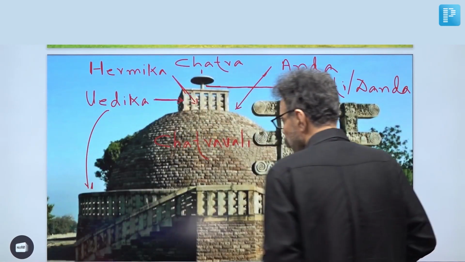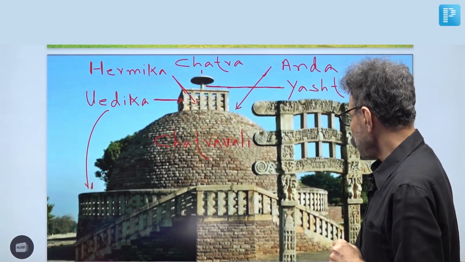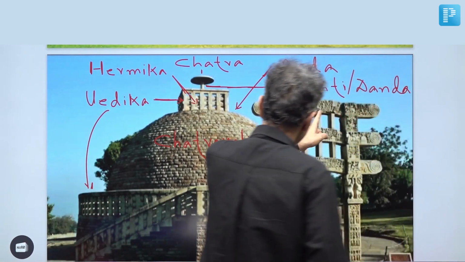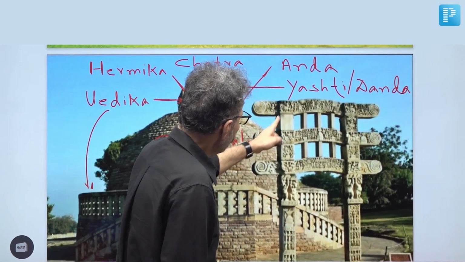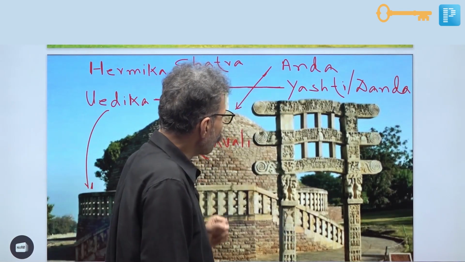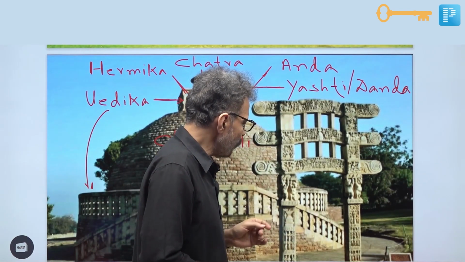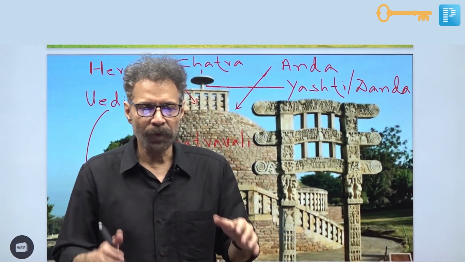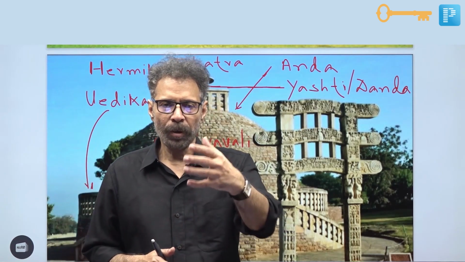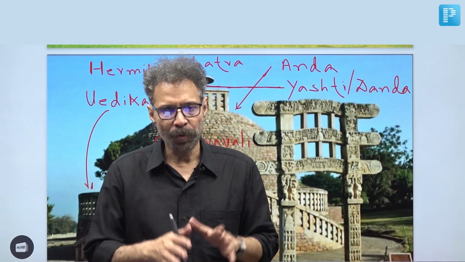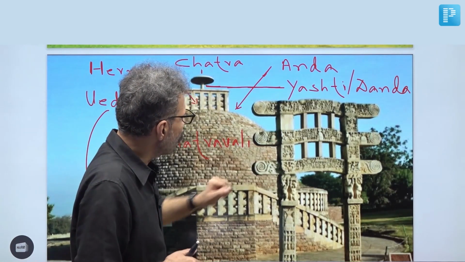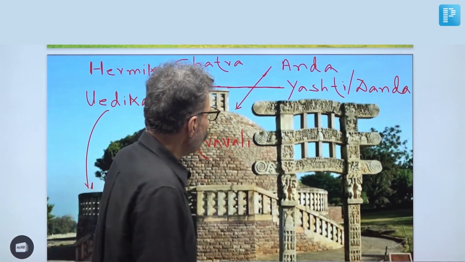Now, then you find here one structure, that is this. This is gateway. And the evidences suggest that there are gateways even in 4 sides. So all the 4 sides there is a gateway whose structure and pattern is like this. This gateway is known as Toran.